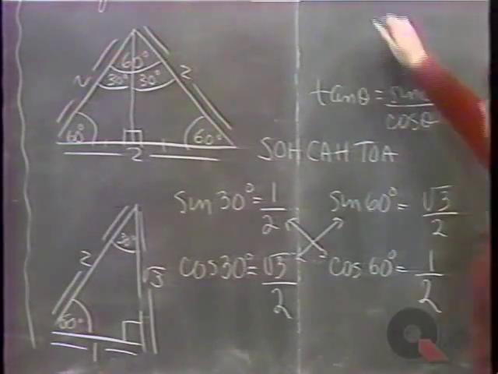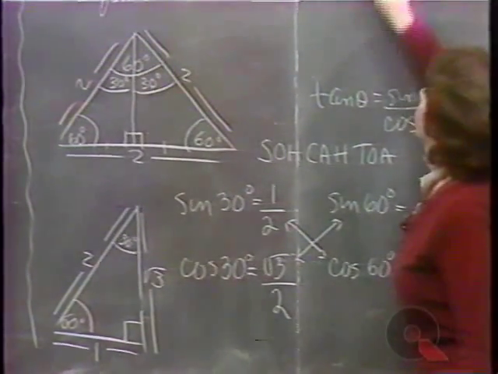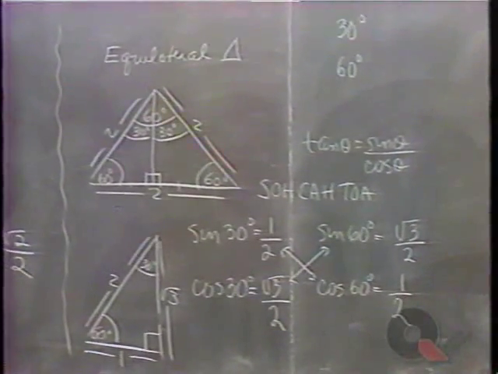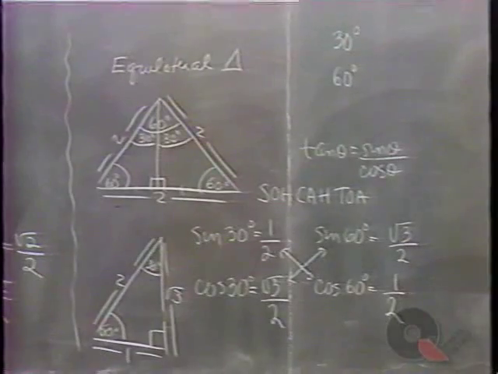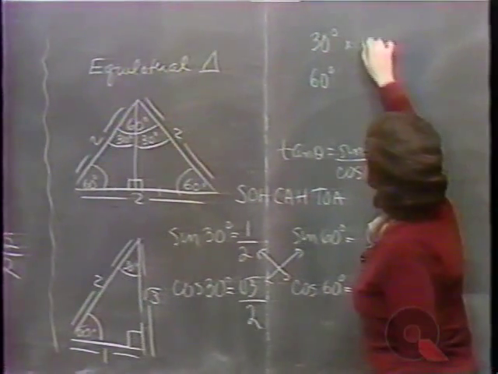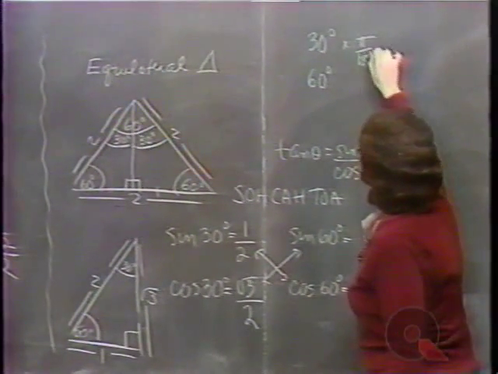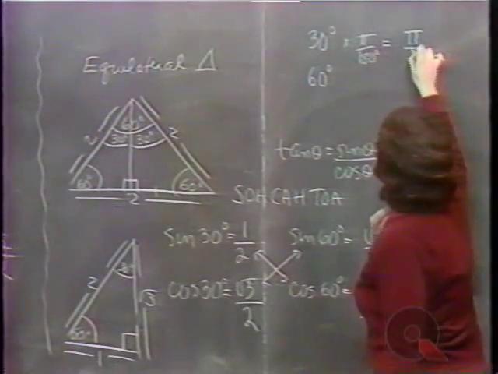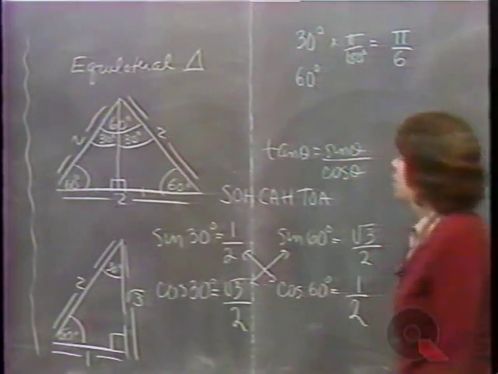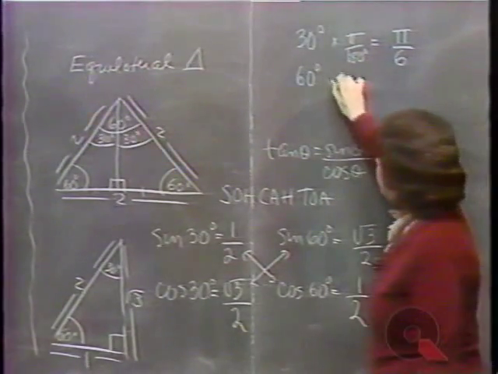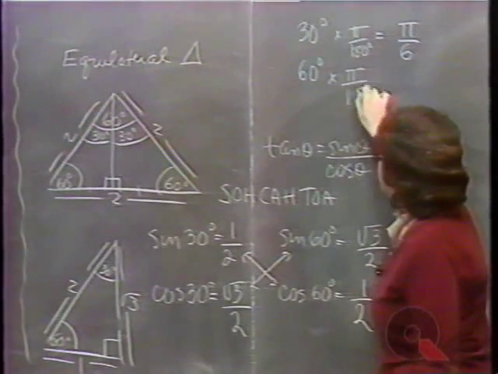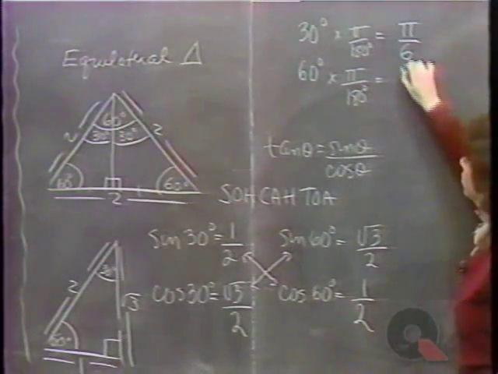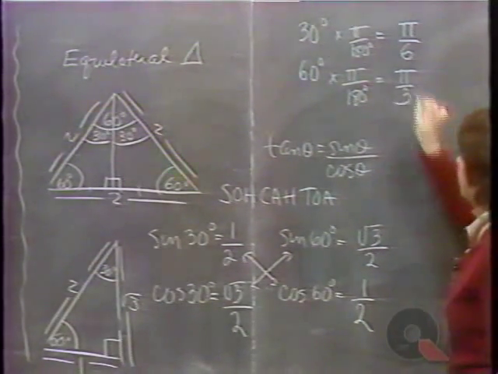Okay. By the way, we can get the radian measure equivalence of these angles. A 30-degree angle, if you multiply by pi over 180 degrees, is equivalent to an angle whose radian measure is pi over 6. And a 60-degree angle, if you multiply by pi over 180 degrees, is equivalent to an angle whose radian measure is pi over 3.